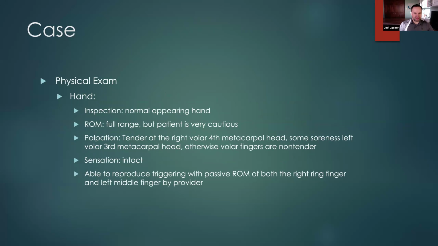Going on to the physical exam, on inspection of her hand, we don't see anything abnormal, with no masses over the volar aspect of her MCP joint. She does have full range of motion, but she's pretty cautious with it, because when that catching hits, it's pretty painful for her. With palpation, she does have some tenderness right over the metacarpal heads and the MCP joints on the volar aspect for the affected fingers, so her left middle and her right ring finger.